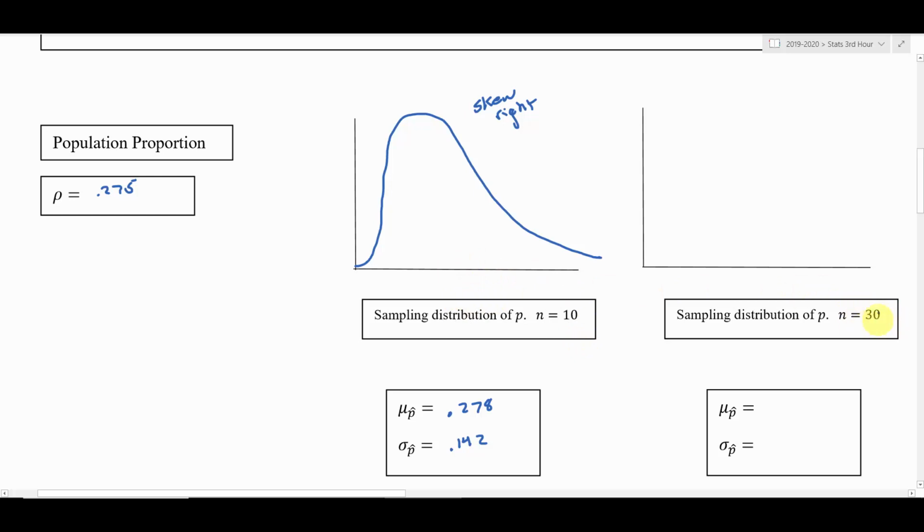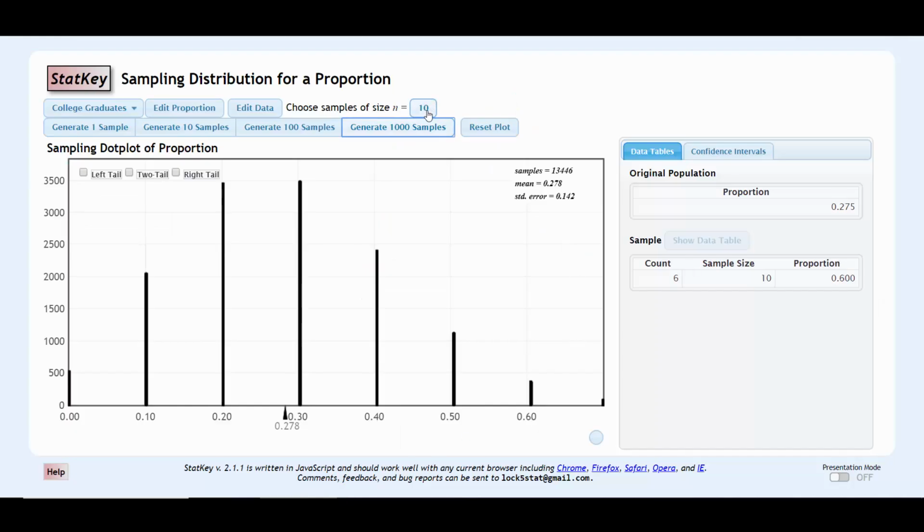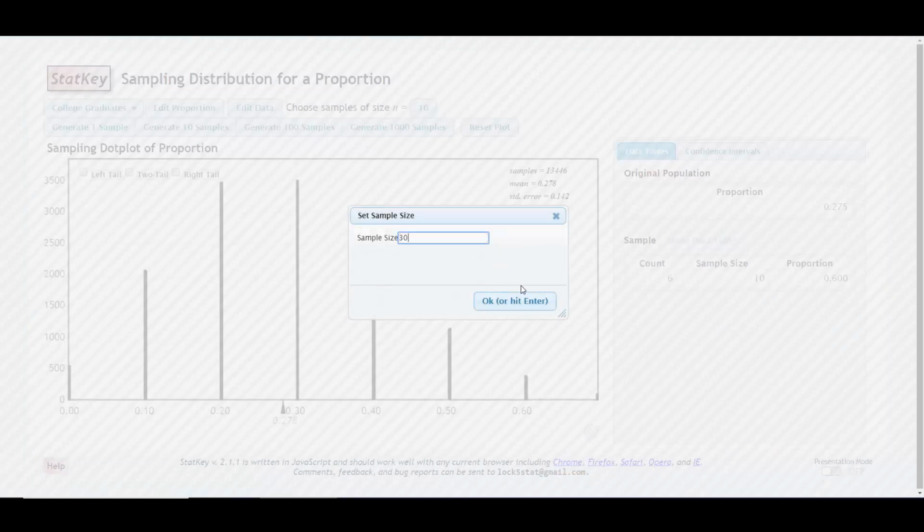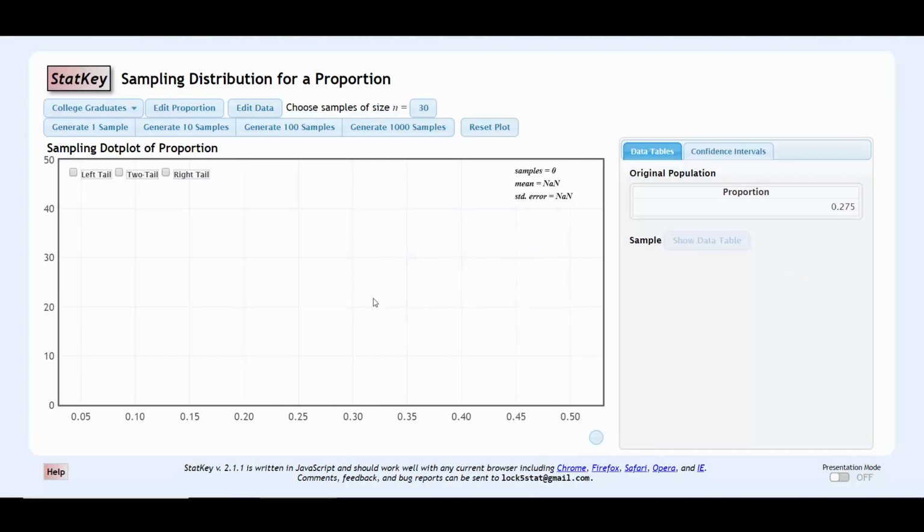Let's do what the central limit theorem says to do here. Let's pump up that sample size to 30, see if we get something that's normal, right? So I'm going to go back to my simulation here. I'm going to change this to 30, and it should reset the plot for me, and it does. All right, so I'm going to generate one sample. Boom. All right, so we asked 30 people if they were college graduates. 10 said yes. So 10 out of 30 is a proportion of 0.333, right? So we plotted a dot. That gives us the first dot of our distribution.